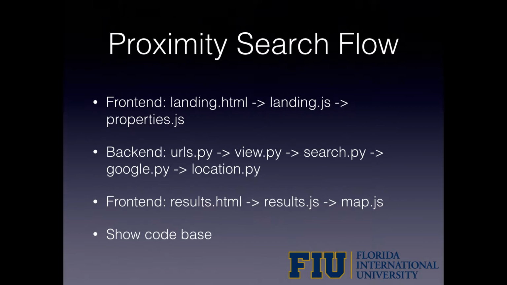The search engine has to connect to Google to translate the query to coordinates, and then it uses those coordinates to filter out properties based on location using the location.py coordinate functions. Then it returns all those properties that are near the query to the front end. It displays them in the results.html. Results.js has to call the map to adjust it, and then the map holds all the functions in there. So that's the whole entire flow.